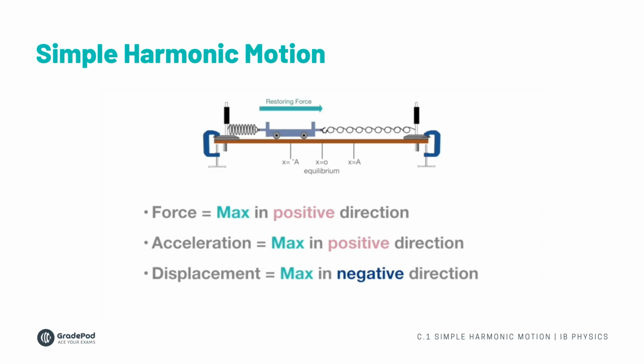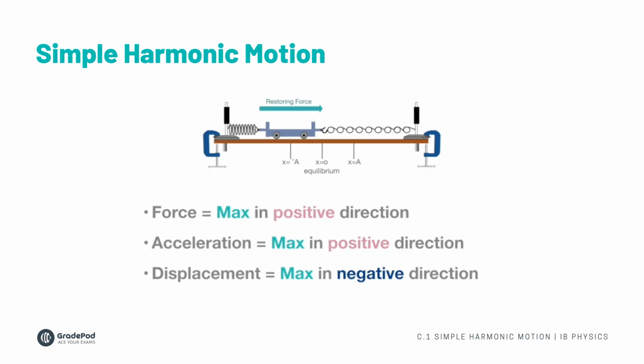You'll see that the springs have changed form. The spring on the left-hand side has become compressed, and it's desperate to push the cart towards the equilibrium, and the spring on the right has become extended, and it's desperate to pull the cart towards equilibrium. So the force on the cart at this point is maximum when it's at its amplitude, its maximum displacement, and it's pulling it back towards equilibrium. It's restoring it back to where it was. We call it the restoring force.